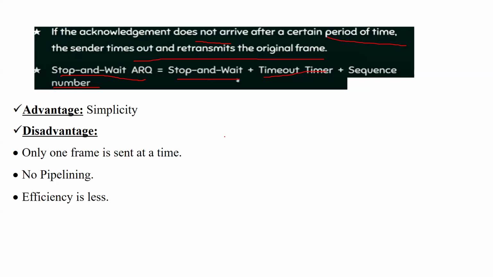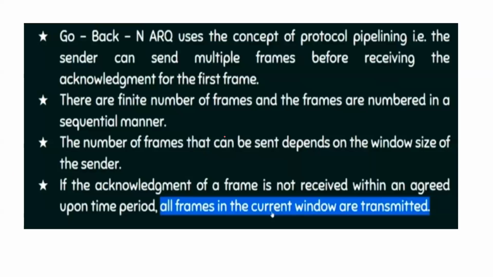Now come to the second one, Go Back N ARQ. Coming to the Go Back N ARQ concept, it uses the concept of protocol pipelining. That means the sender can send multiple frames before receiving the acknowledgement for the first frame, without receiving the acknowledgement for the first frame, and that is a finite number of frames.